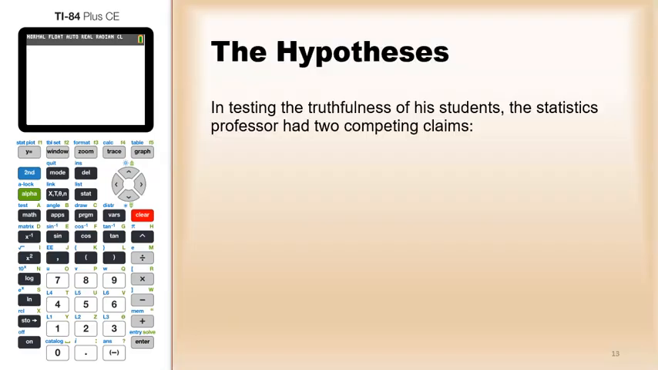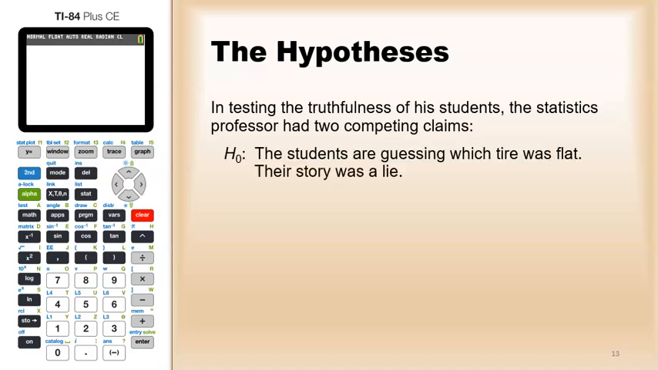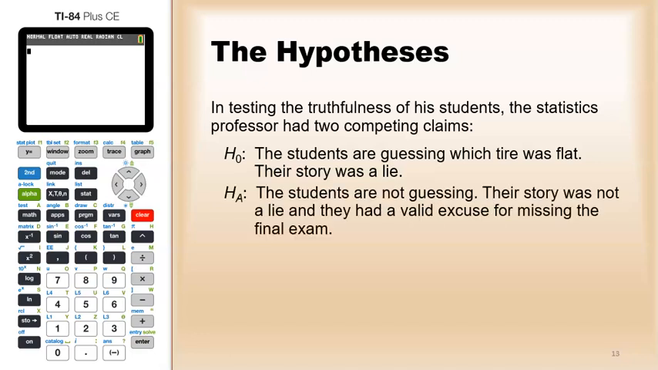In testing the truthfulness of his students, the statistics professor had two competing claims. On the one hand, the students could have just been guessing which tower is flat, so basically their story was a lie. On the other hand, the students are not just guessing. Their story was not a lie and they had a valid excuse for missing the final exam.